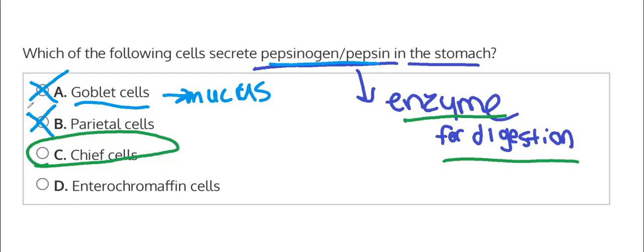Option D says the enterochromaffin cells, and this would be incorrect because these release serotonin in the small intestine. That is still important indirectly within the digestive process, but it's not what actually produces the pepsinogen or the pepsin that we're looking for. So we can eliminate option D, and that leaves us with option C, the chief cells.